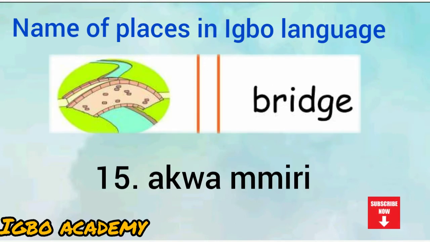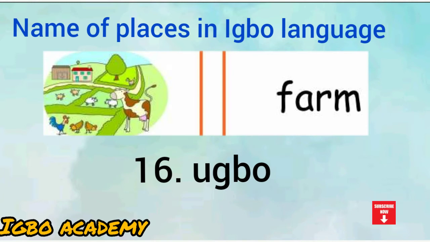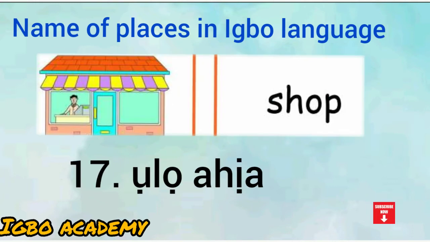15. The bridge is called Akwa Mmiri. 16. The farm is called Ugbo. 17. The shop is called Ulahia, Ulo ahia.